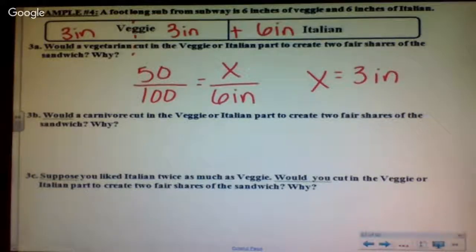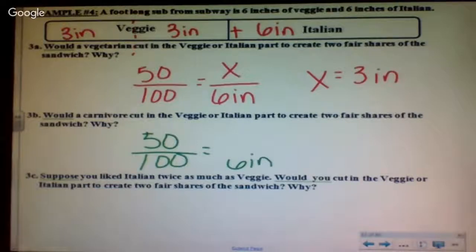So for part B, if you're a carnivore, what are you cutting into? The Italian. So we're in the same situation. I've got all of the Italian available. I want to split it in half. Wouldn't it be the same outcome? Absolutely. It is the same outcome. X equals 3 inches. If you were to give us a question like this on the test, do you want us to put it like that, or say you would cut into the veggie part because it's like this?